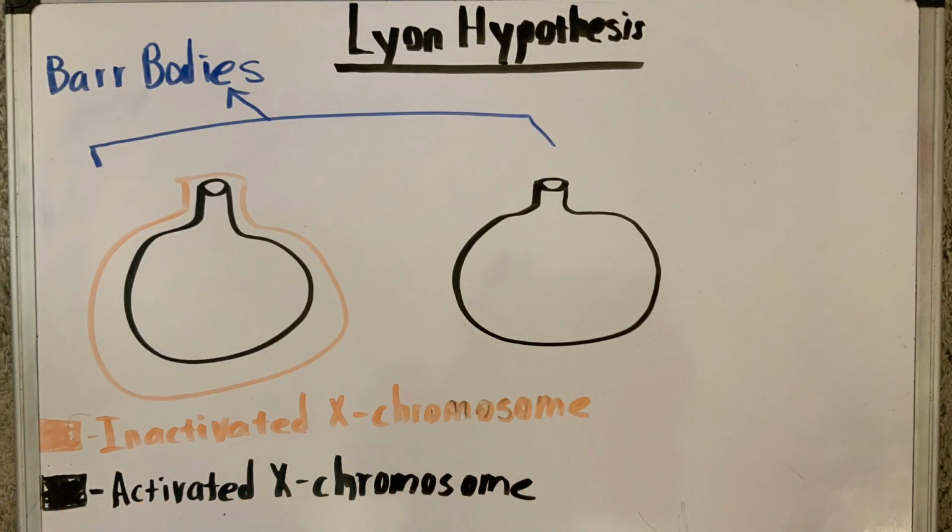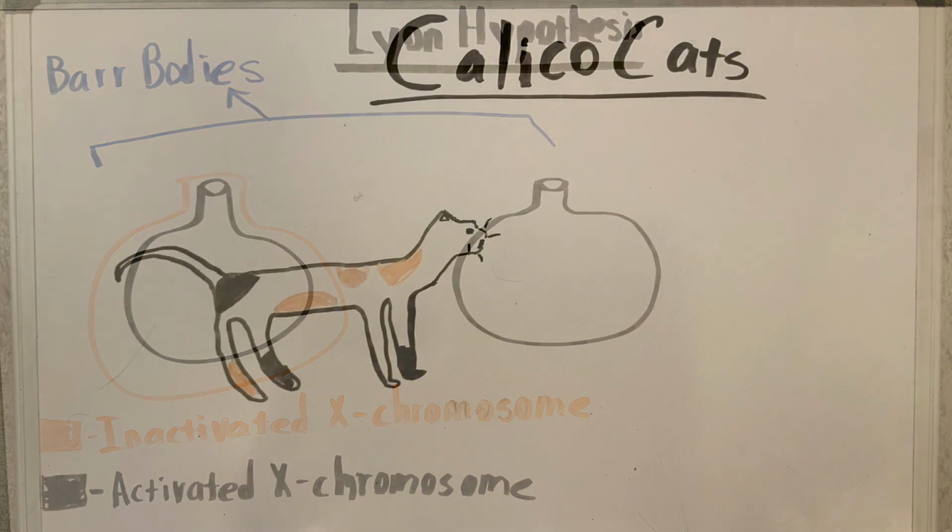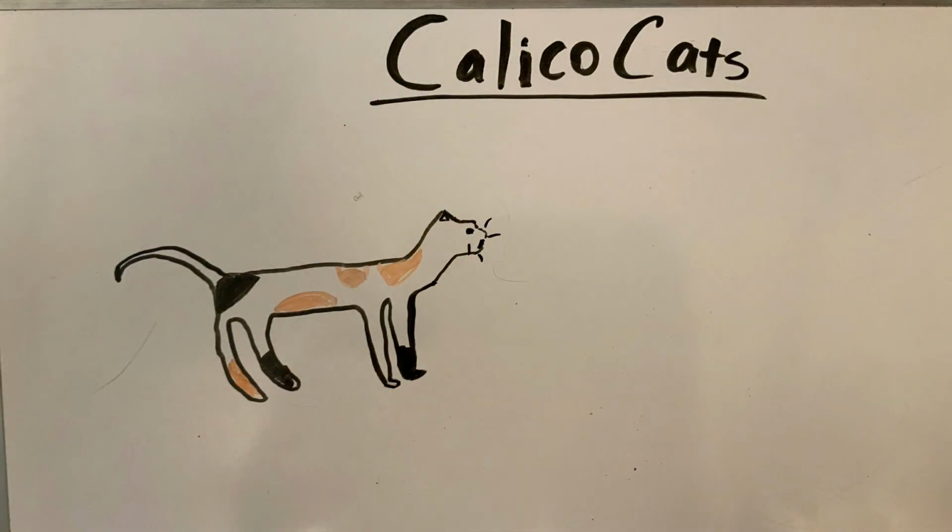We're going to apply our onion to bar bodies. Bar bodies are nuclei that contain two condensed X chromosomes, and always there is one of two X chromosomes that is deactivated throughout the process of meiosis. This concept can be used to explain the patterns of the tortoiseshell color on calico cat's fur.